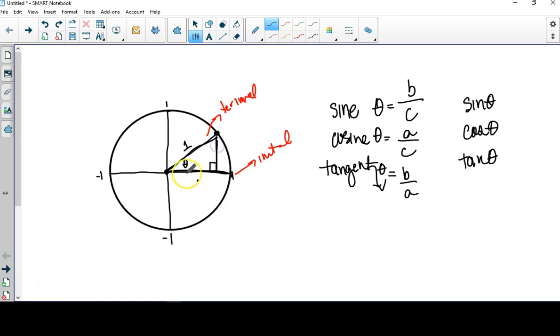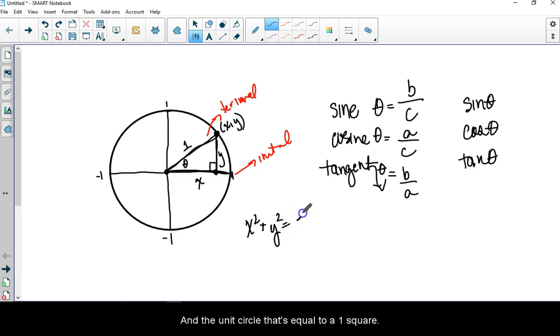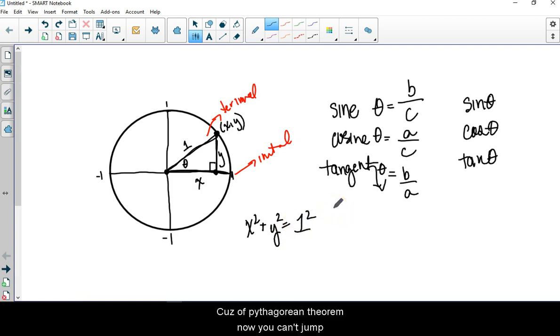This is just how far you have to get to this section, and then how high up you have to go. So it's just your x and your y. This is going to be your y, and this is going to be your x. One of the main things that you'll see a lot of is x squared plus y squared. Well, in the unit circle, that's equal to 1 squared because of the Pythagorean theorem.